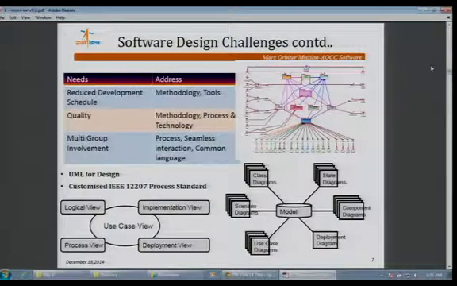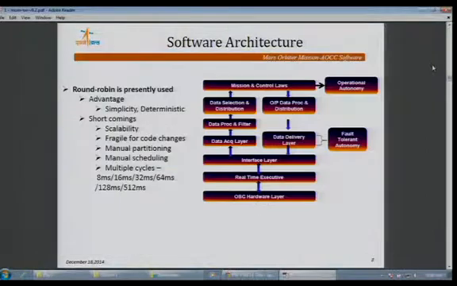So the software design challenges: a UML-based design methodology is being adopted, and different views are used for design representations, and that is being followed. Next slide, please. If we see the software architecture, basically the OBC hardware layer, there is a real-time executive, which is round-robin scheduling. It will be continuously running software, and there is an interface layer.